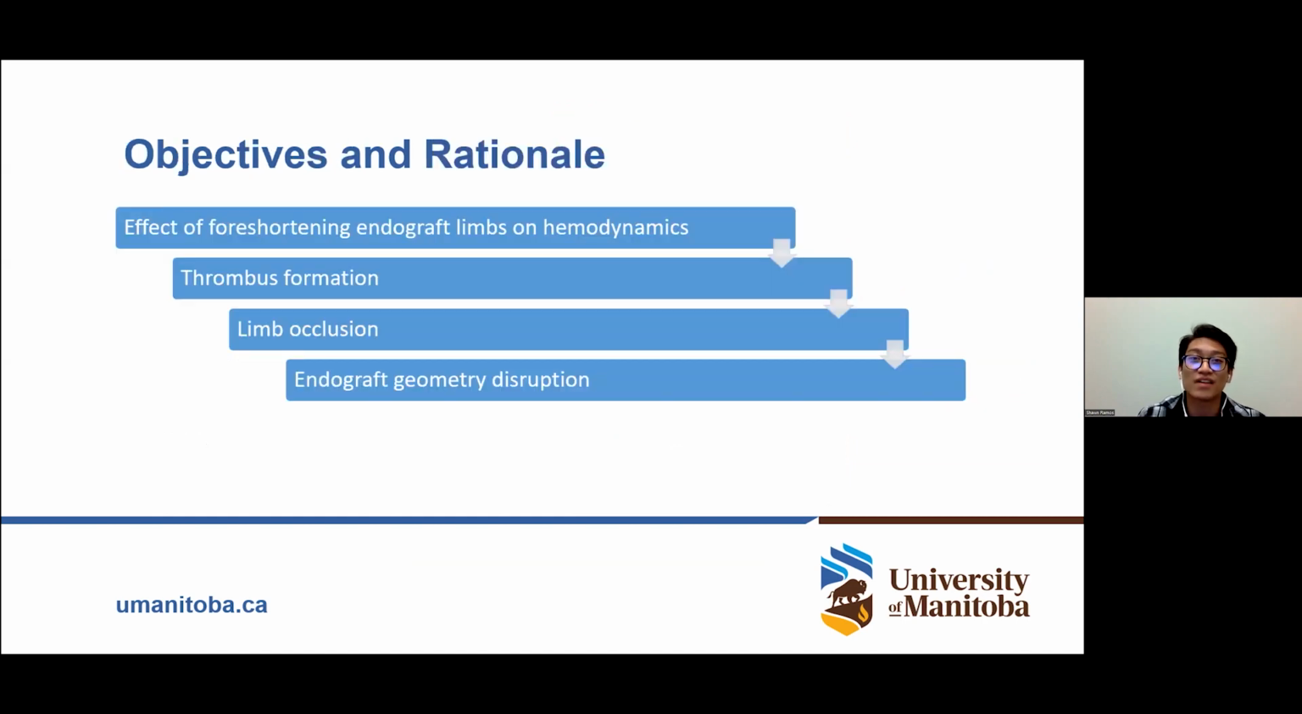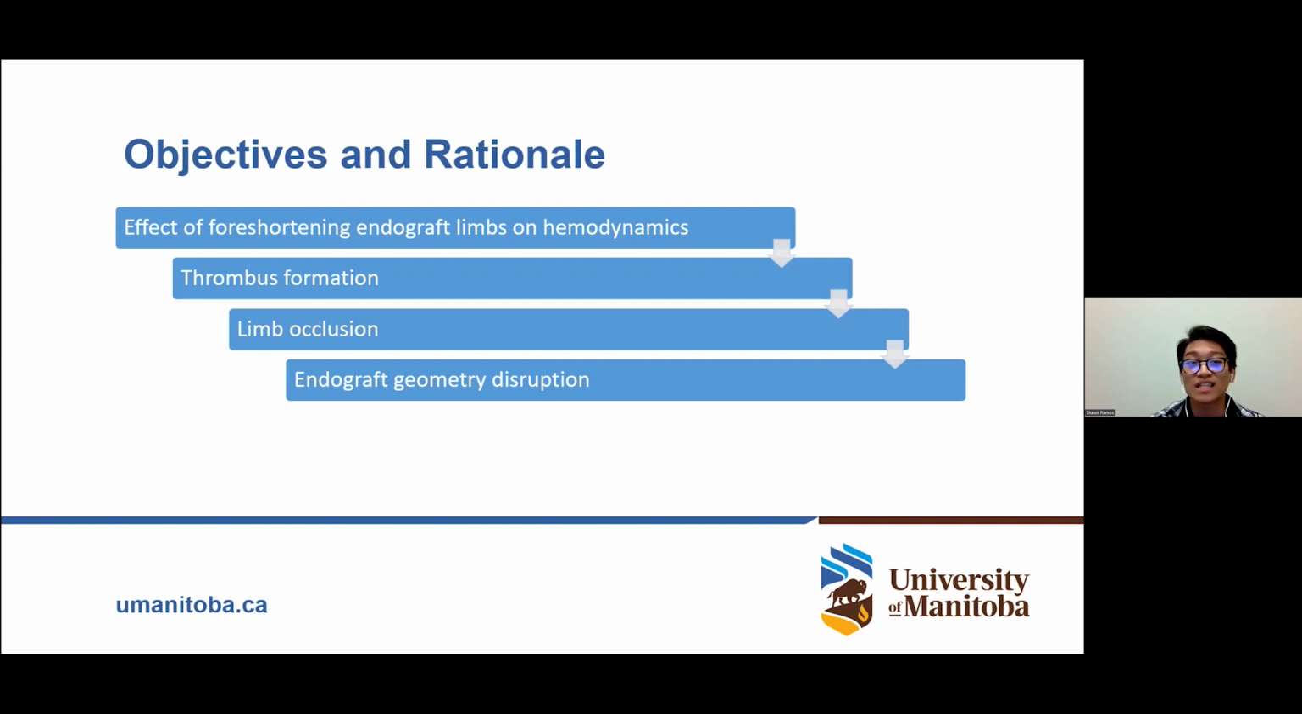The main objective of this thesis was to determine if foreshortening specific endograft limbs leads to significant changes in hemodynamic conditions that predispose to limb occlusion. The rationale behind conducting this thesis was that intraluminal thrombus has been identified as a major cause of all graft occlusion, including within endografts. Hemodynamic factors such as low velocity and areas of recirculating flow have shown a correlation to the formation of intraluminal thrombus, which may lead to limb occlusion.